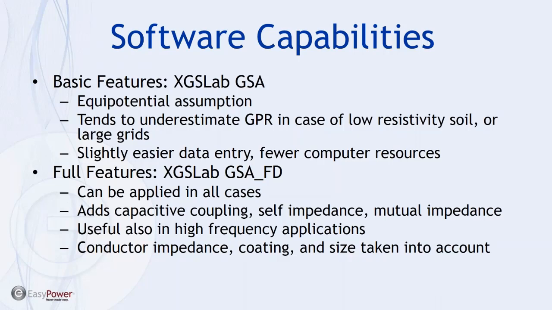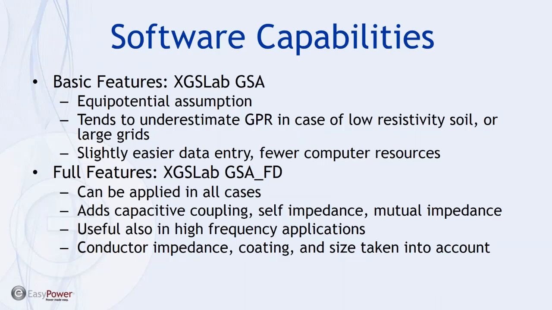We're still only modeling below grade facilities, but now we include the self-impedance, or the actual impedance of the conductors. That also includes maybe conductor coatings or something like that, and the conductor size. Another key thing is that XGS Lab adds capacitive coupling and mutual impedance in addition to self-impedance, which has the effect of providing more accurate calculations. These products can also be used more accurately in high frequency applications, whereas the GSA or the module below is typically not as accurate at higher frequency.